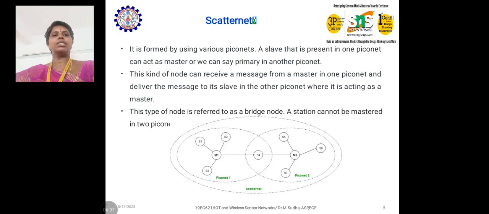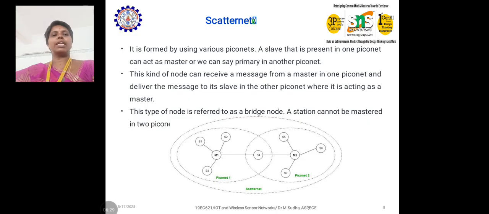Coming to the scatternet, a number of piconets joined together act as a scatternet, and it is formed by using various piconets. A slave that is present in one piconet can act as a master, or we can say primary, in another piconet. So here also we have the master and slave procedures.